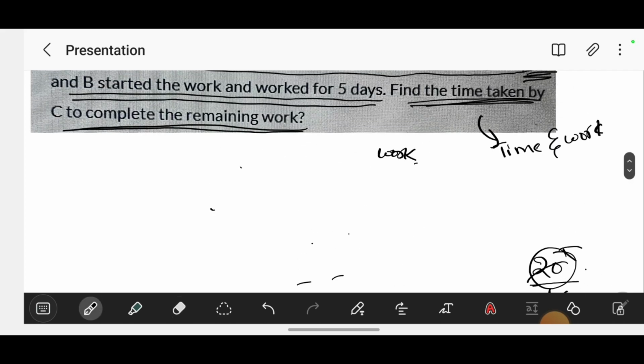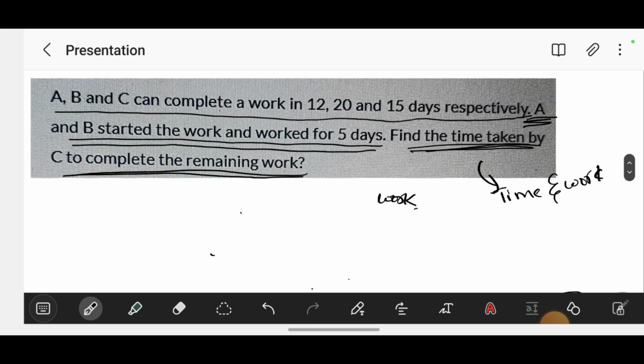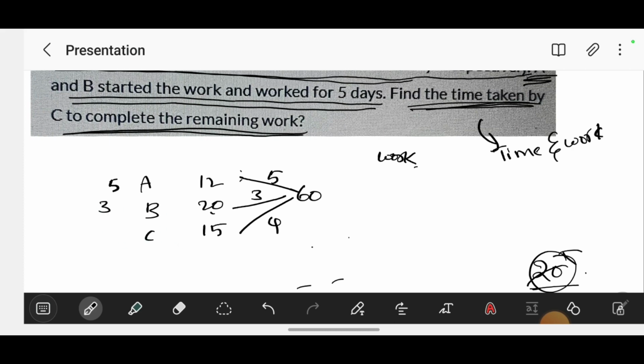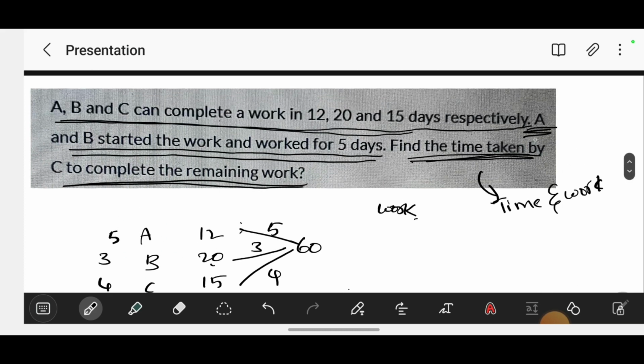Okay, I want to say the concept again so that you can easily get it. He is saying A, B and C can complete a work in 12, 20 and 15 days. The LCM of these three numbers is 60. So 12 5s are 60, 20 3s are 60, 15 4s are 60. That means A can do 5 units per day, B can do 3 units per day, C can do 4 units per day.